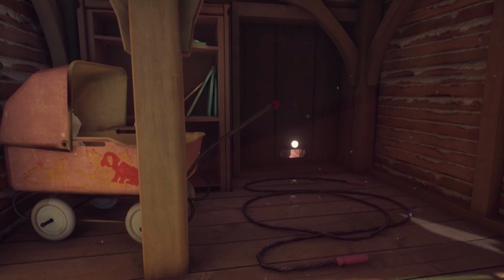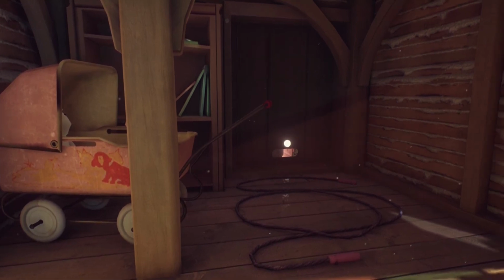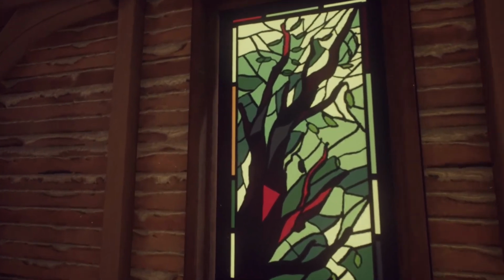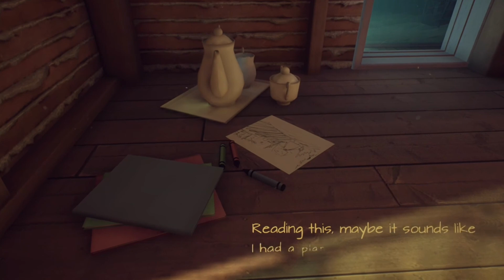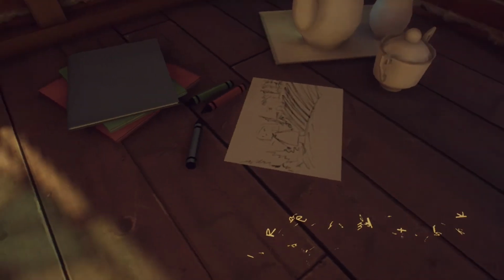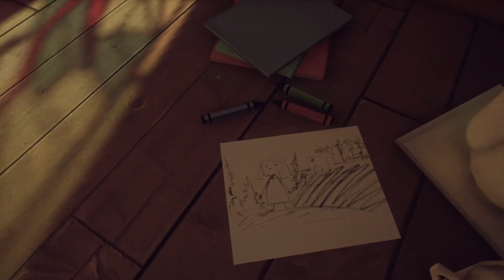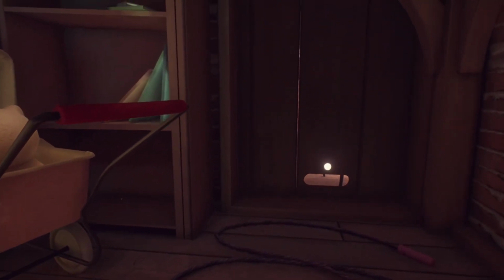And your teacher may have an activity for you to do to tie this into whatever standard they're focusing on today. So we're going to go ahead and enter and go through this trap door. That is a really neat stained glass window. "Reading this, maybe it sounds like I had a plan." Once we get through here, we're going to stop.